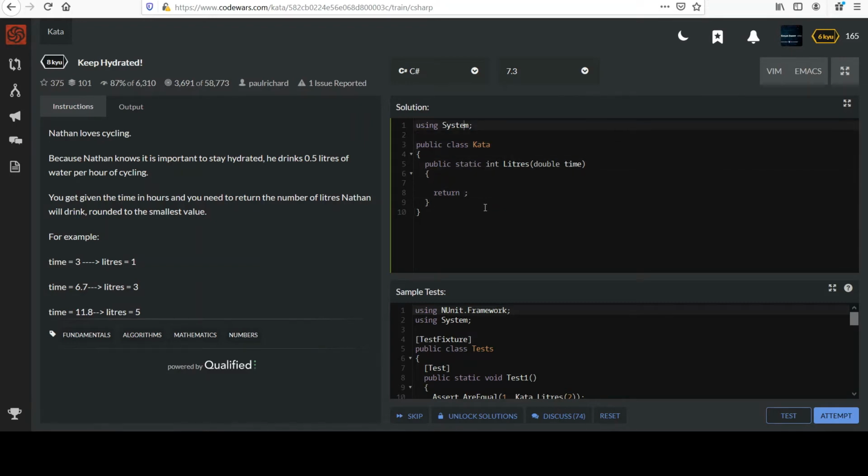We already have the system namespace brought in, and that's good because I'm going to use the math class. In particular, its floor function, which we've seen before, and that's very handy. It'll take a floating point value and return in double form another floating point, the nearest integer value. So if you have a value like 3.2, you get 3 back. If you have 3.7, you get 3 back. If you have 3.999999, you still get 3 back.